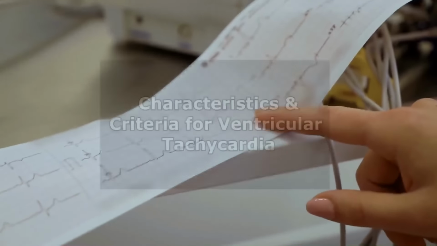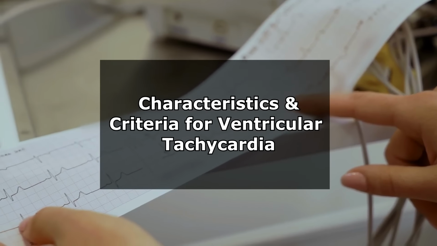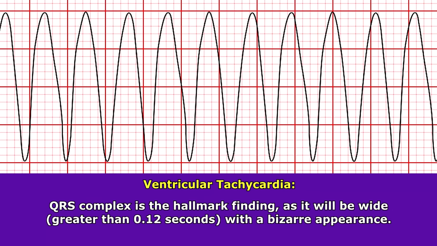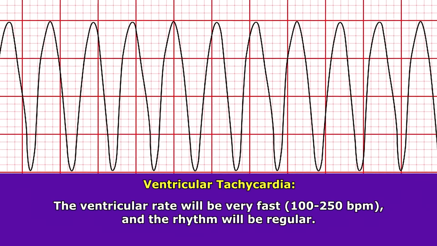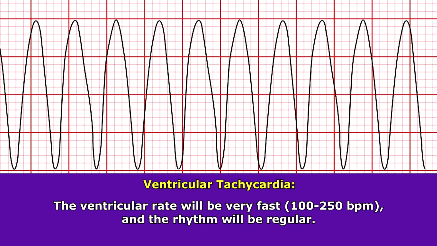So what are some characteristics and criteria that tell you that you're dealing with ventricular tachycardia? Well, the hallmark finding in this rhythm will be its QRS complex. And the QRS complex is really the star of this rhythm. It's really easy to identify because the QRS complex is going to be really wide. It's going to be greater than 0.12 seconds, and it's going to look bizarre. Therefore, because of this, the ventricular rate is going to be very fast, anywhere between 100 to 250 beats per minute, and the rhythm is going to be regular.